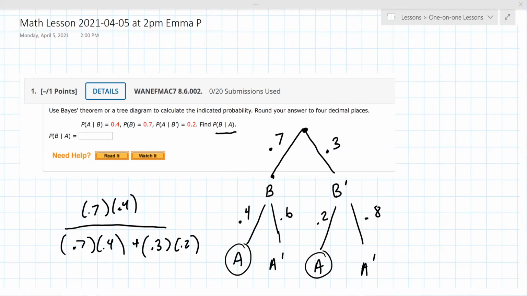0.7 times 0.4 over 0.7 times 0.4 plus 0.3 times 0.2. Okay. I'm getting, oh, I multiplied. There it is. Okay. So I get this ends up being equal to 0.8235. Hopefully that's correct. And it is. Okay, so the hardest part is probably drawing the picture. Hopefully that's somewhat clearer now.